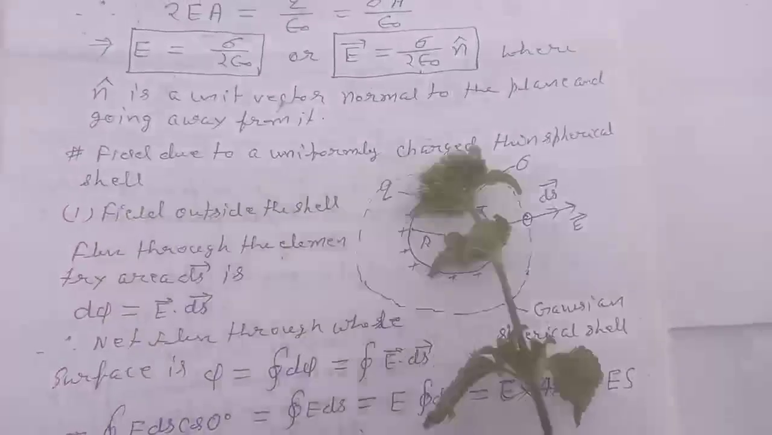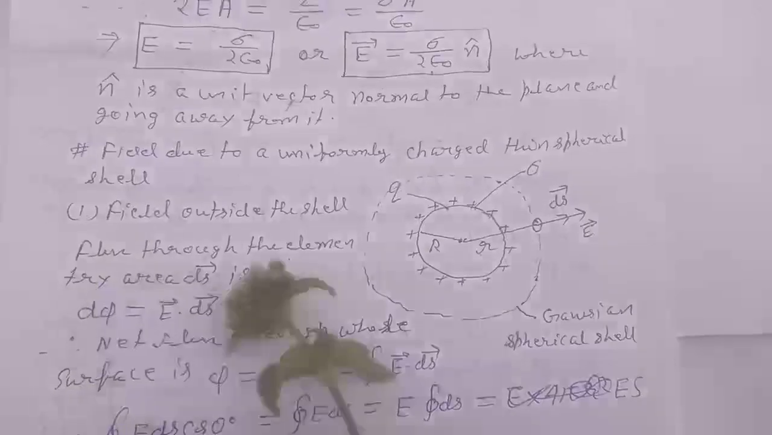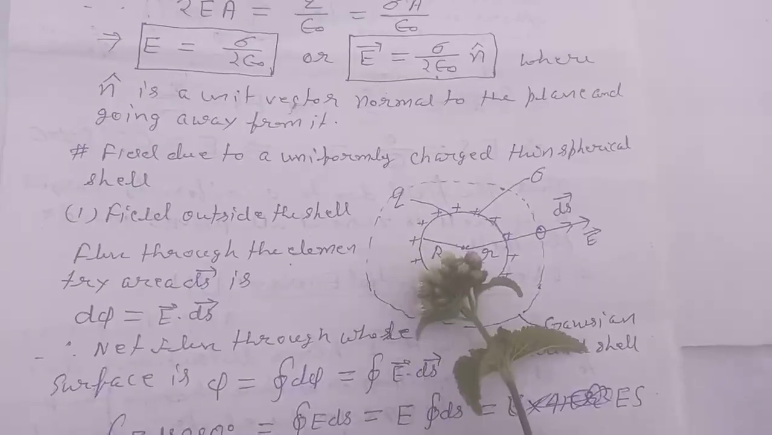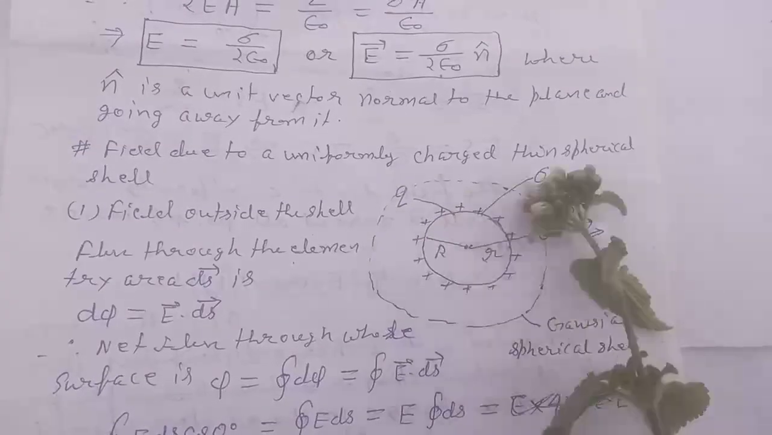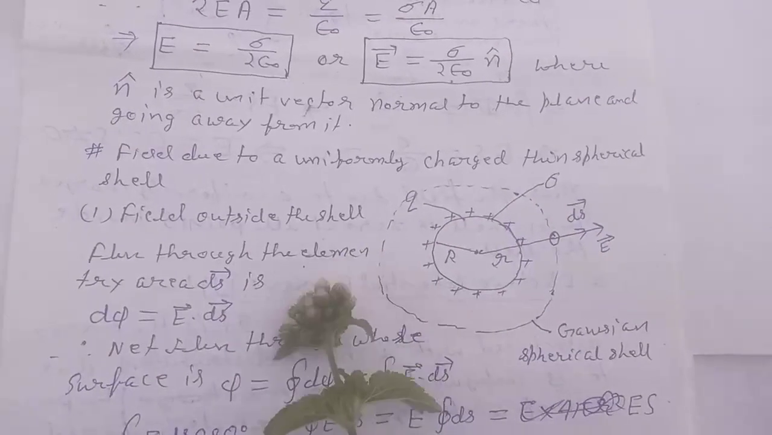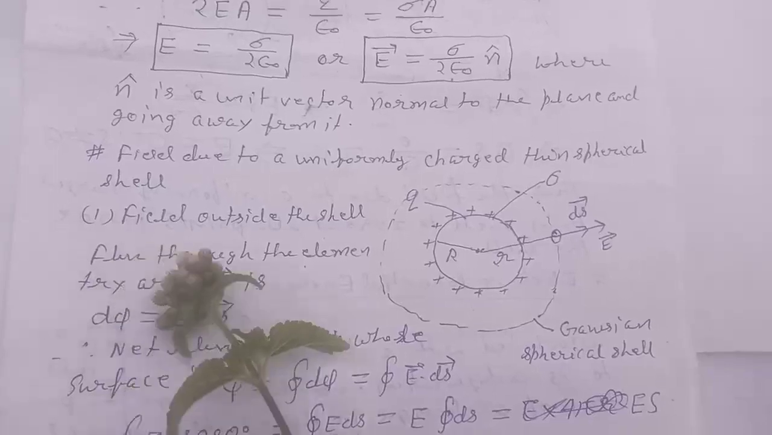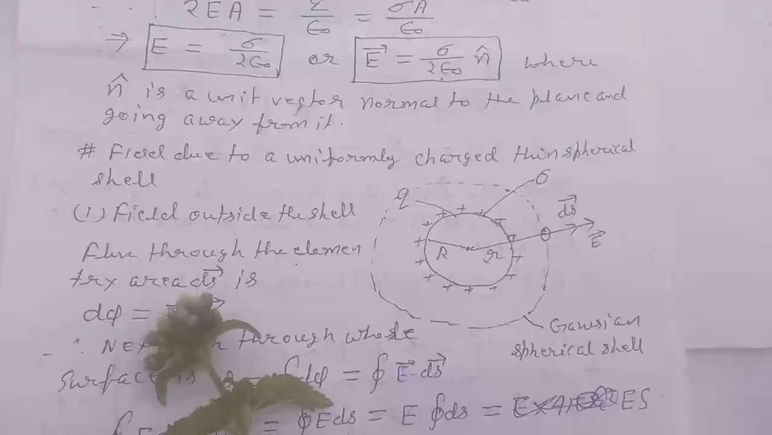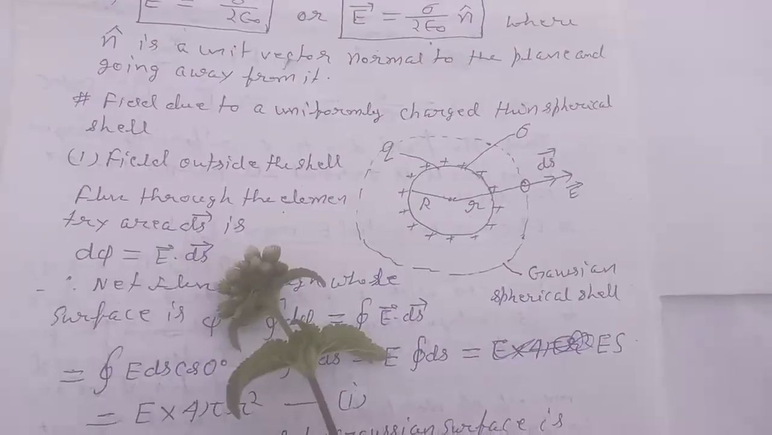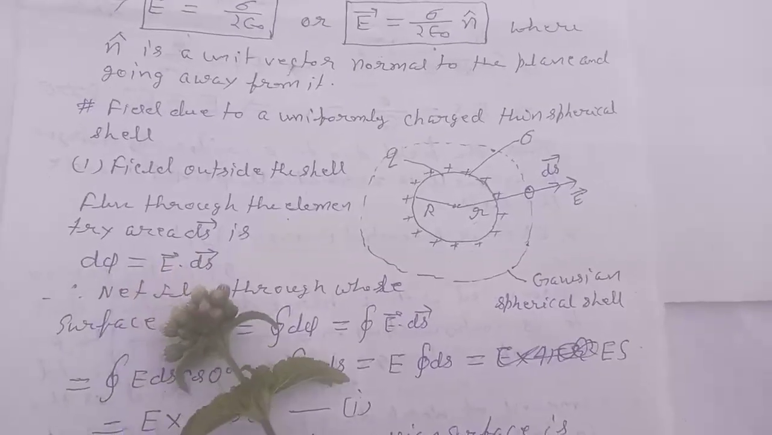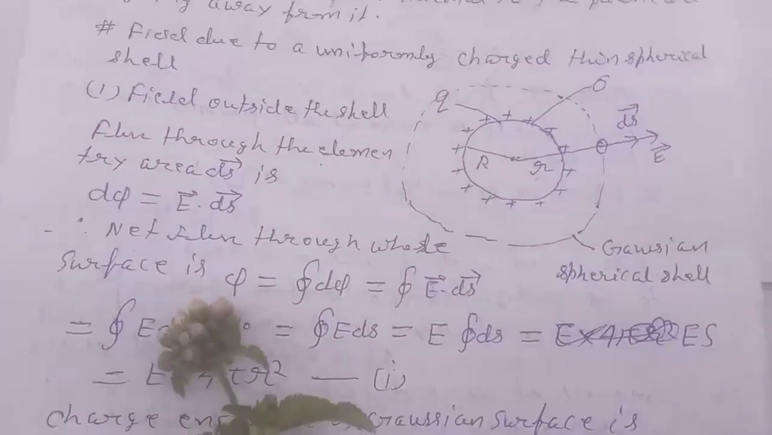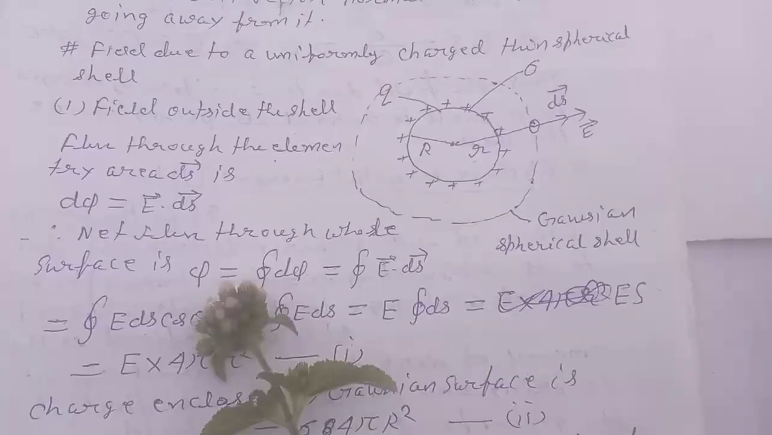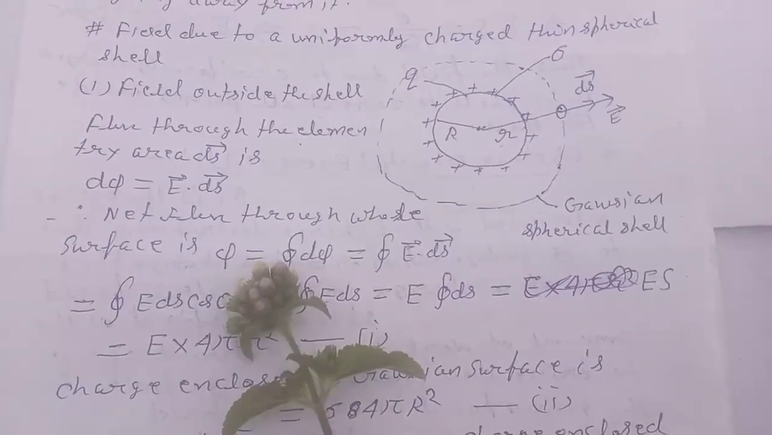Next, field due to a uniform charged thin spherical shell. This is a spherical shell of radius r which is given charge q and whose surface charge density is sigma. Field outside the shell. First, flux through the elementary area ds vector is d phi equal to E vector dot ds vector. Hence net flux through the whole surface is phi equals integration of d phi equals integration E vector dot ds vector.